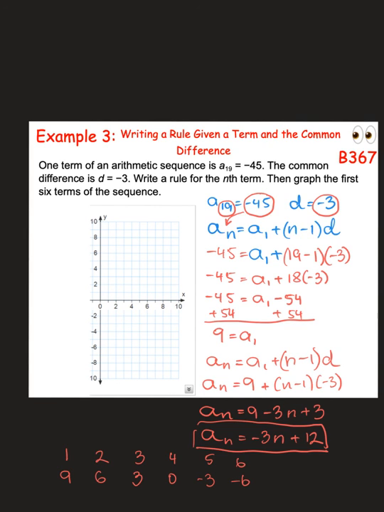So now let's go ahead and graph. So the first term is going to be 9. The second term is going to be 6. The third term is going to be 3. We'll have 0. The fifth term is negative 3. And the sixth term is negative 6. So we have done all of the parts of our question.